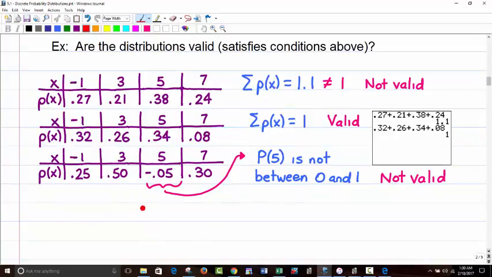Now the next one, you see there's a negative probability, so that's game over right there. And I decided to make them all add up to 1 just in case somebody only checked that. If you just check that they add up to 1, you might think, hey, that works. But no, we've got a bad probability value right there. That cannot happen.